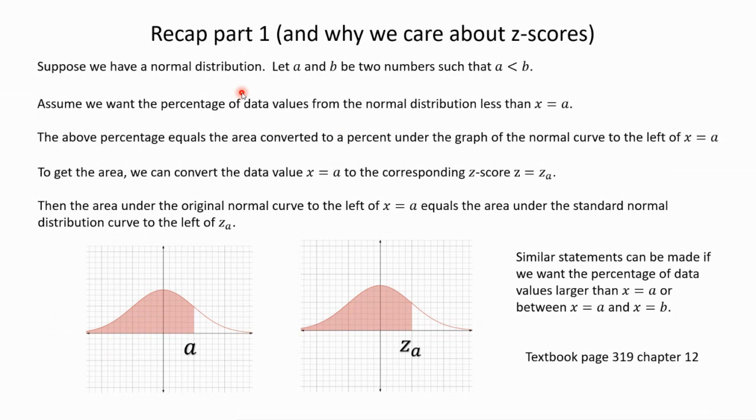Suppose we have two numbers, A and B, such that A is less than B. And let's say we want the percentage of data values somewhere relative to A and B. So for instance, let's say we wanted the percentage of data values from the normal distribution less than A. Well, it turns out that percentage can be found by the area under the normal distribution curve to the left of A. You're finding the corresponding area under the graph of the normal distribution curve. That's really what you're looking for.